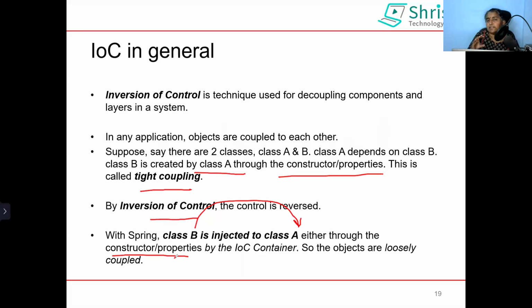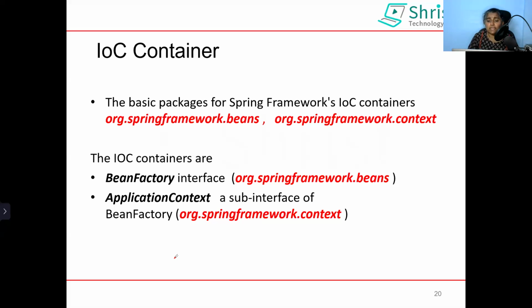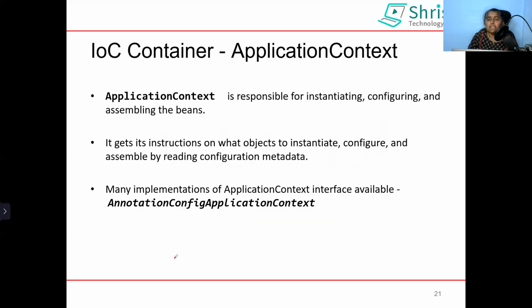Okay. So what is the advantage of Spring? Spring helps to develop loosely coupled applications using the concept of dependency injection. That's all. Now, what are the two IOC containers? One is Bean Factory, the other one is Application Context. Now, what is Application Context? It is responsible for creating, instantiating, meaning creating objects using the new keyword, configuring and assembling the beans. If employee depends on address, it has to create the address object, create the employee object, and inject the address object into the employee object. It has to do a lot of work. All these are taken care of by the Application Context.